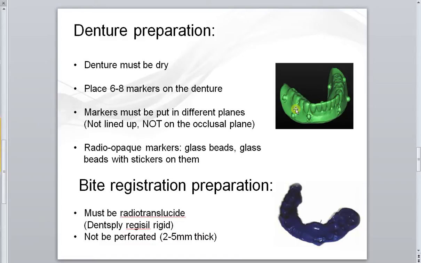buccal and lingual. Now, a good little tip here: for the maxilla, you can place 3 or 4 of those markers on the palate. Now, talking about radiopaque markers, those can be glass beads, not metal beads, okay?